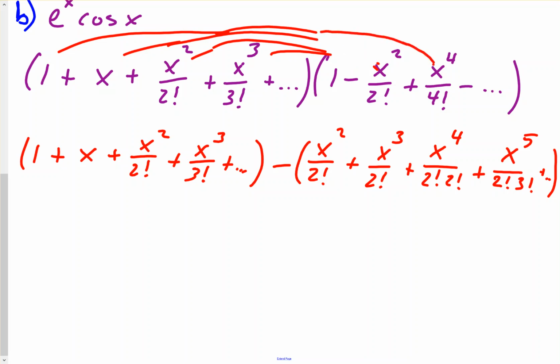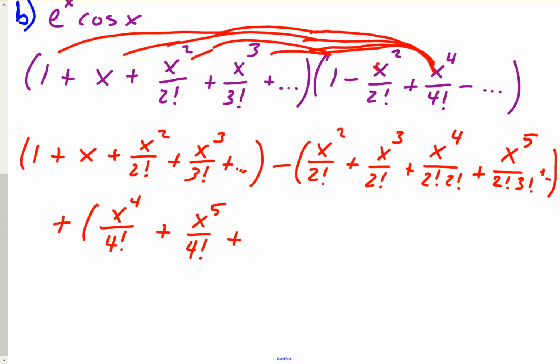So picture like this, where we multiply everything in the first series by... Okay, so that's going to be a plus. I'll start a new line here. Plus, we would have x to the 4th over 4 factorial plus x to the 5th over 4 factorial plus x to the 6th over 2 factorial times 4 factorial, or 4 factorial times 2 factorial, plus x to the 7th over 4 factorial times 3 factorial, dot dot dot.